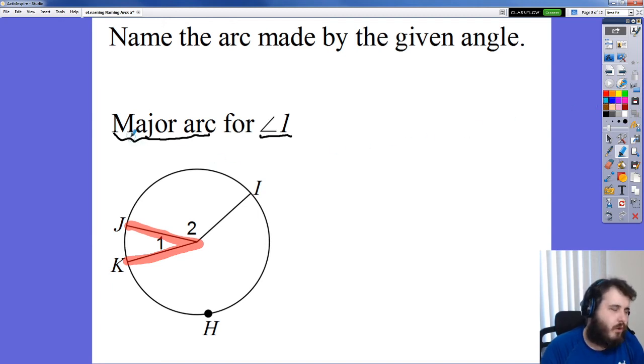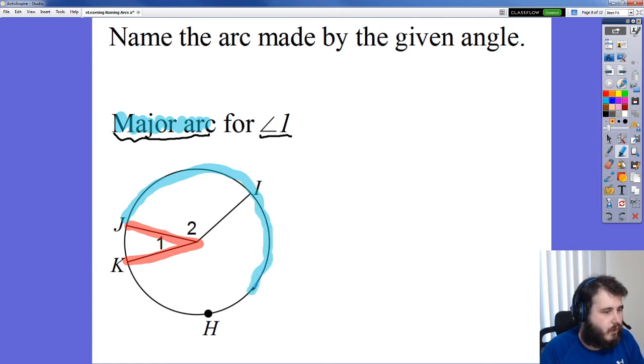So in blue, we're going to talk about the major arc, right? Remember, that's the one that's bigger than 180. So we don't want this little one in the middle here. We want the one that goes from J to K all the way around. Let's try that again. All the way around. Still not very good, but that's okay.